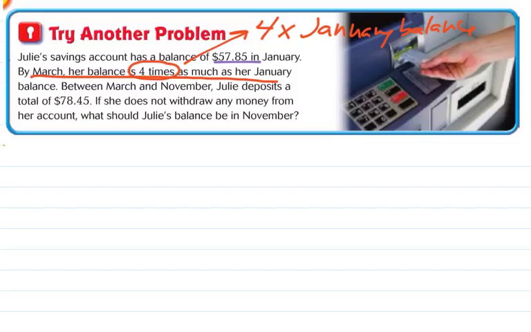Between March and November, Julie deposits a total of $78.45. Boys and girls, when we hear deposit, remember we're talking about adding more money in. It says if she does not withdraw any money from her account, what should Julie's account balance be? So what we have in here is we have some multiplication and we have some addition. So what we're going to do is we're going to try to fill out our graphic organizer, but we're going to have to complete a little bit more of the information on our own independently.